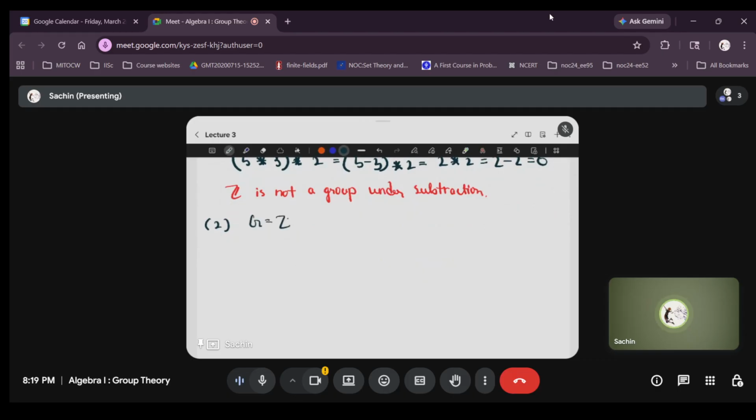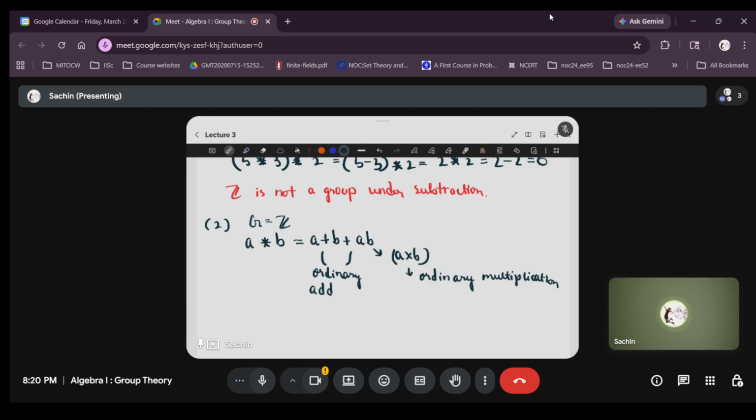What about Z and the operation A star B is defined to be A plus B plus AB, or you can write it as A dot B or AB, we mean A into B. So this is ordinary multiplication, and this is ordinary integer addition. So would this be a group?